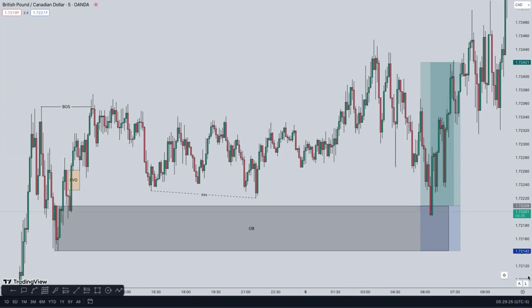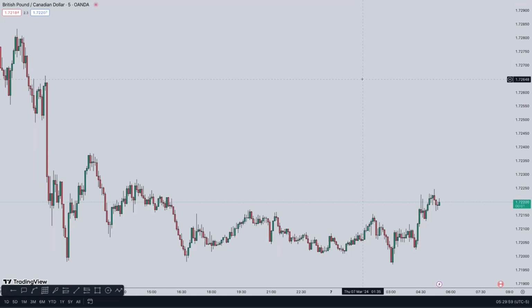This is what proper chart analysis looks like. You guys can see on my screen here, I have an example of what your screens will look like by the end of this video. So stick around. Okay guys, so on my screen here is GBP CAD on the 5 minutes.